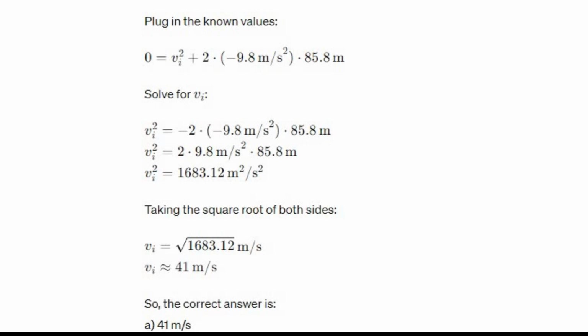Taking the square root of both sides, V initial equals square root of 1683.12 meters per second. V initial is nearly equal to 41 meters per second. So the correct answer is A, 41 meters per second.